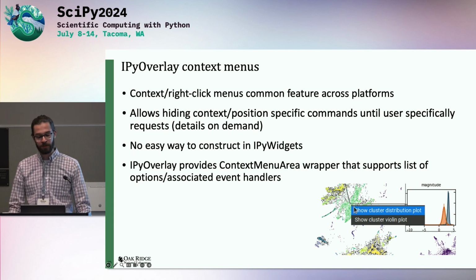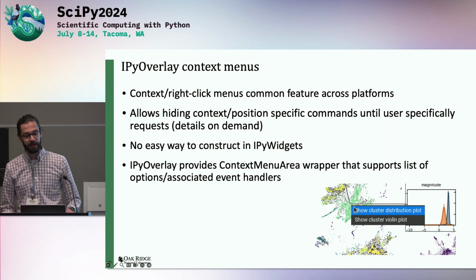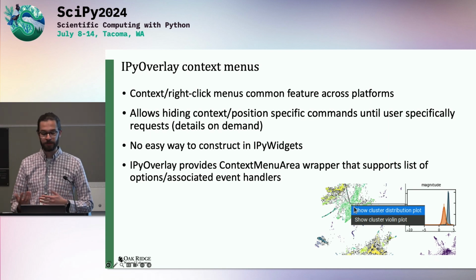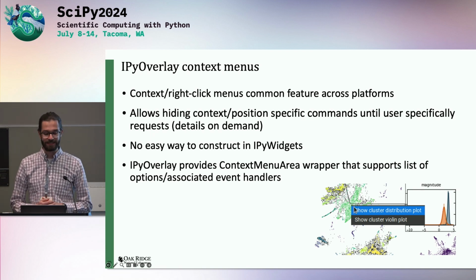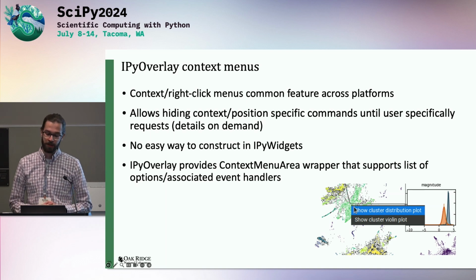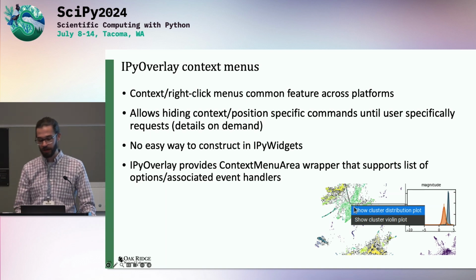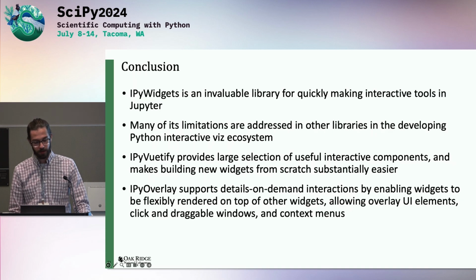This again was something that there's not really an easy way of doing directly within IPyWidgets. So in IPyOverlay, we have a context menu area wrapper. So if there's a particular widget that you want a specific set of options, specific set of actions to take, you wrap it in this context menu area and then specify the set of options and event handlers to use.